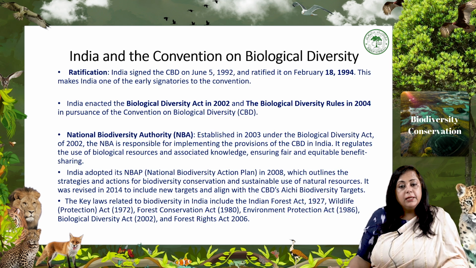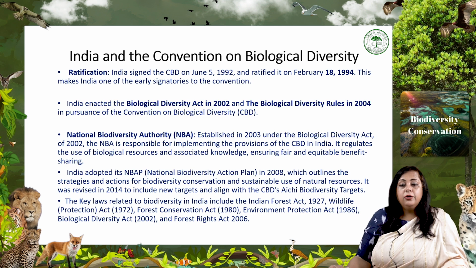India adopted its National Biodiversity Action Plan, NBAP, in 2008, which outlined the strategies and actions for biodiversity conservation and sustainable use of natural resources. It was revised in 2014 to include new targets and align with the CBD's Aichi Biodiversity Targets.